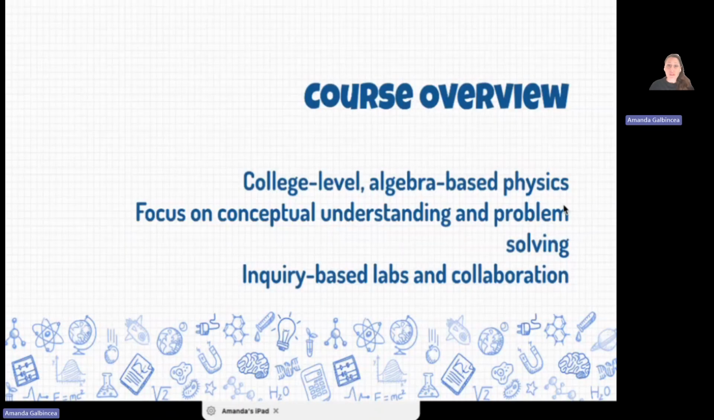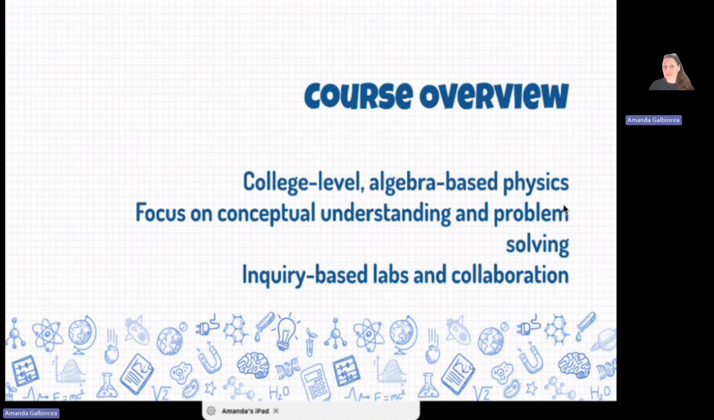A course overview. This is a college level course in a high school classroom. It's algebra based physics. I do include a tiny bit of calculus here and there just to push the kids and give them a little more understanding as they head towards IB. But it is algebra based at its core. We focus a lot on our conceptual understanding of physics and our problem solving.